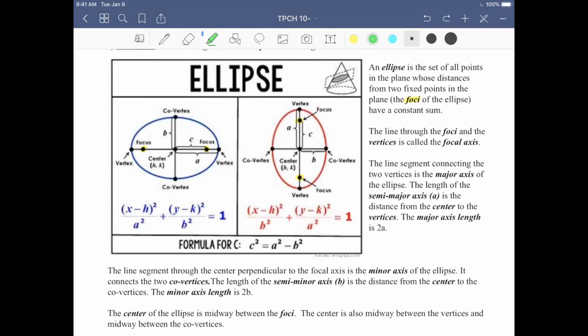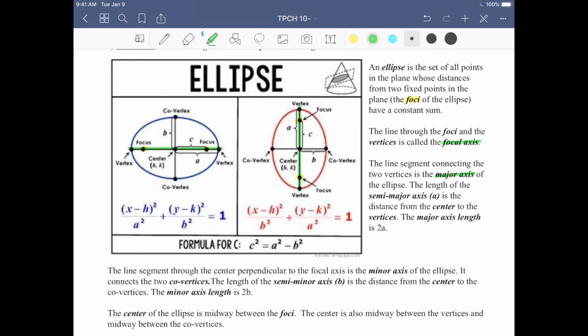The line through the foci and the vertices is called the focal axis. So for example, the line that describes the green line I just drew is going to be the focal axis for that ellipse, and this green line is going to be the focal axis for that ellipse. The line segment connecting the two vertices is called the major axis. So what I actually highlighted in green goes from vertex to vertex.